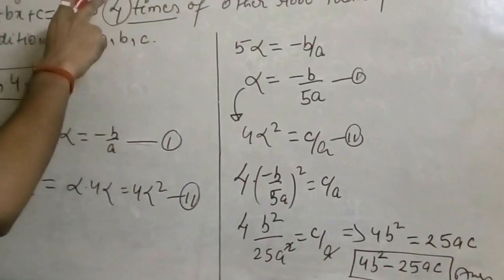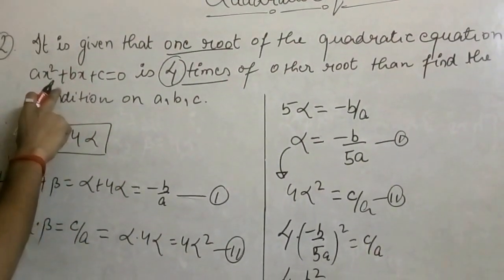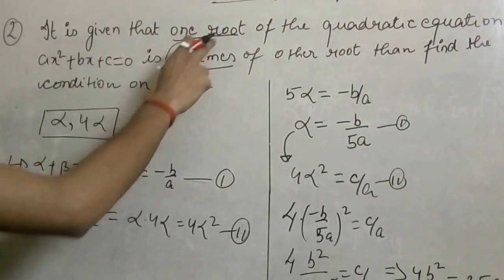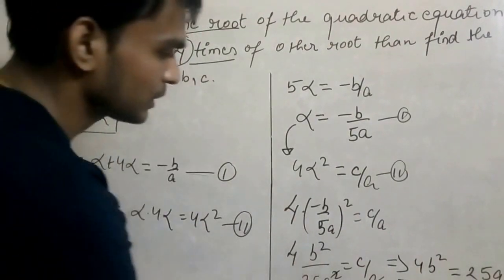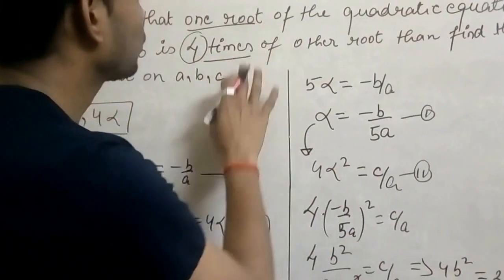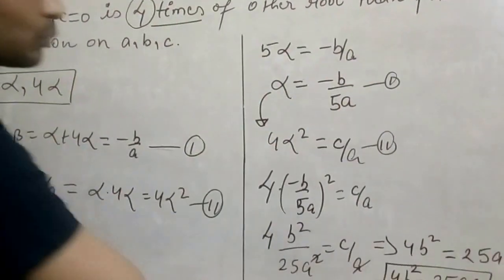So this is the given equation, ax square plus bx plus c, and one root is 4 times the other root. Then by solving this we get the condition on a, b, c if one root is 4 times the other root. Fine.